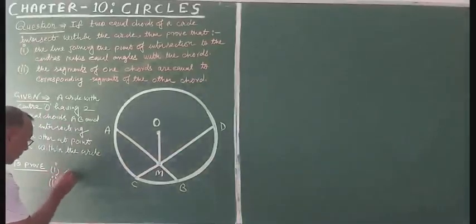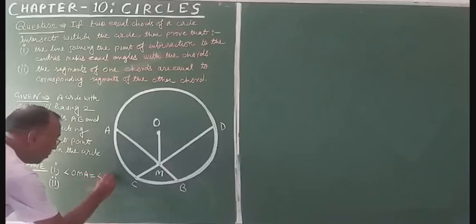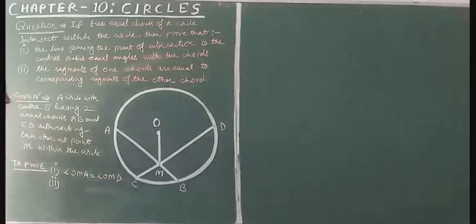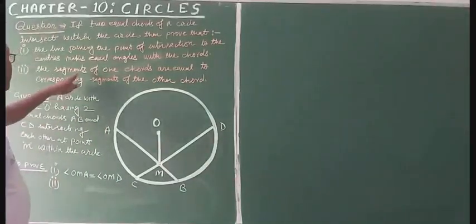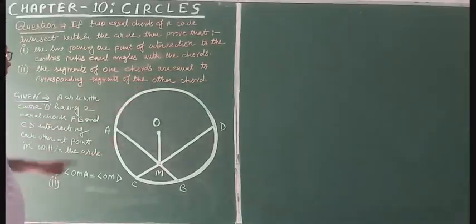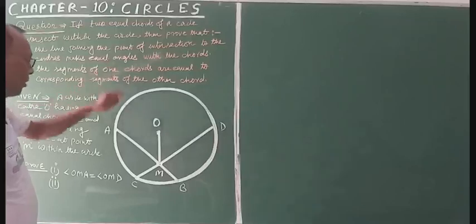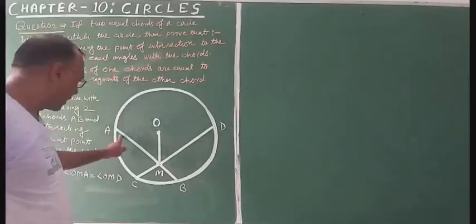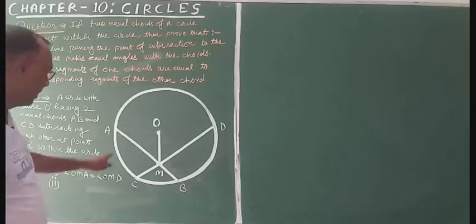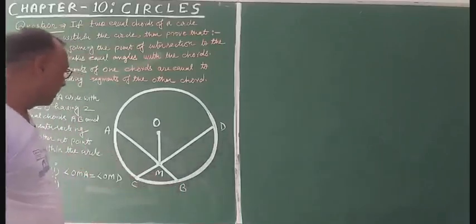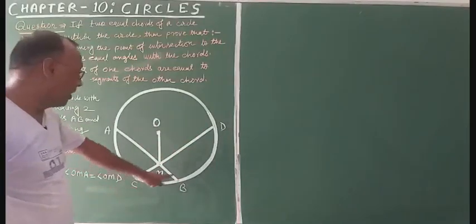What you have to prove? Angle OMA is equal to angle OMD. This you have to prove. And the second part, the segments of one chord are equal to the corresponding segments of the other chord. It means, just look at the segments of chord AB. Segment means part of chord AB, AM and BM. And the segments of chord CD, they are CM and DM.